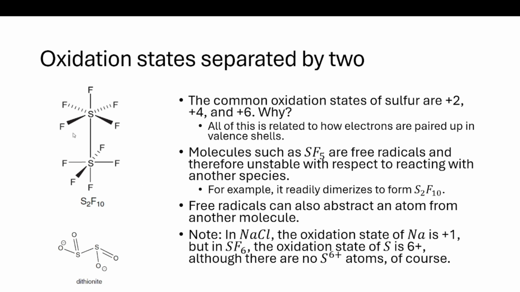Now, for sulfur, you actually can see a case where you have an oxidation state of +3, and that's going to be in the dithionite ion. And also, just for a quick note, take for example sodium chloride. The oxidation state of sodium is going to be +1, but in something such as sulfur hexafluoride, the oxidation state is going to be +6. But of course, there are no sulfur ions where you're going to have 6 electrons just taken away. That's not going to happen.